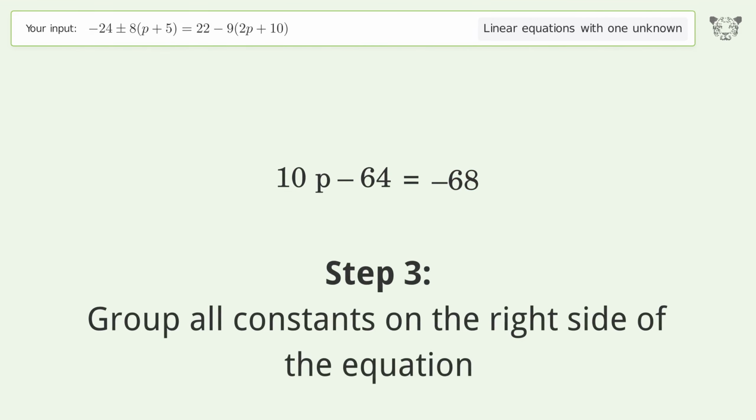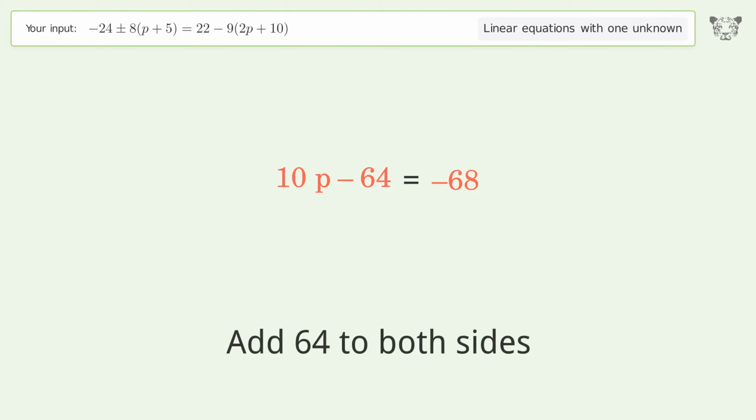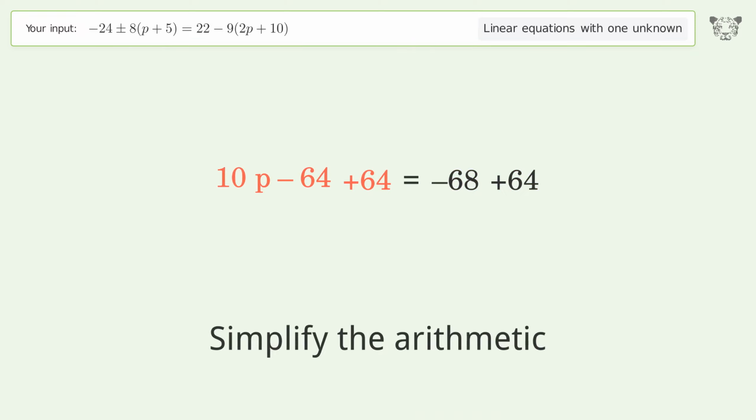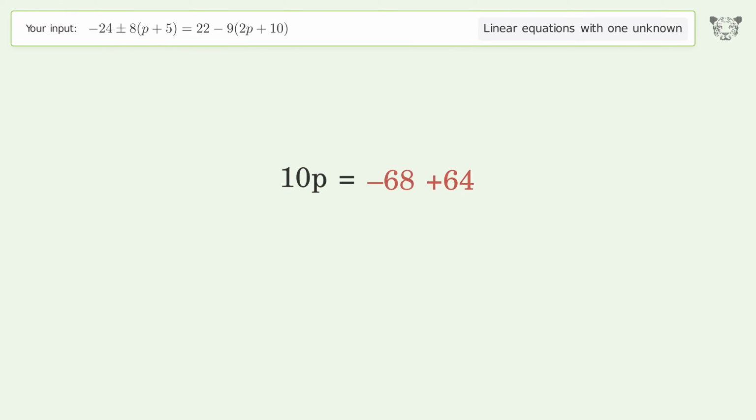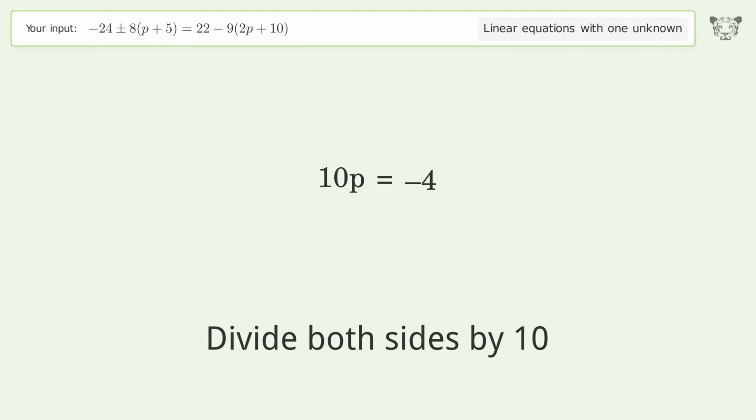Group all constants on the right side of the equation. Add 64 to both sides. Simplify the arithmetic. Isolate the p. Divide both sides by 10.